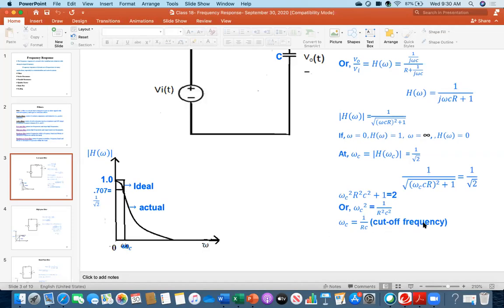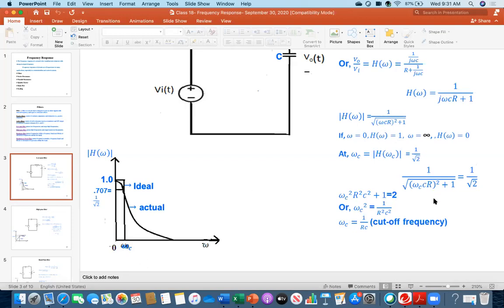So everybody look at what I am doing: at omega c, the magnitude of the transfer function is 1 over root 2. Now I want to know the value of omega c. How do you find it? It is when the magnitude is 1 over root 2. So I am doing that here. This is my transfer function, this 1 over this one, that I am equating with 1 over root 2, and then I will get the value of omega c.